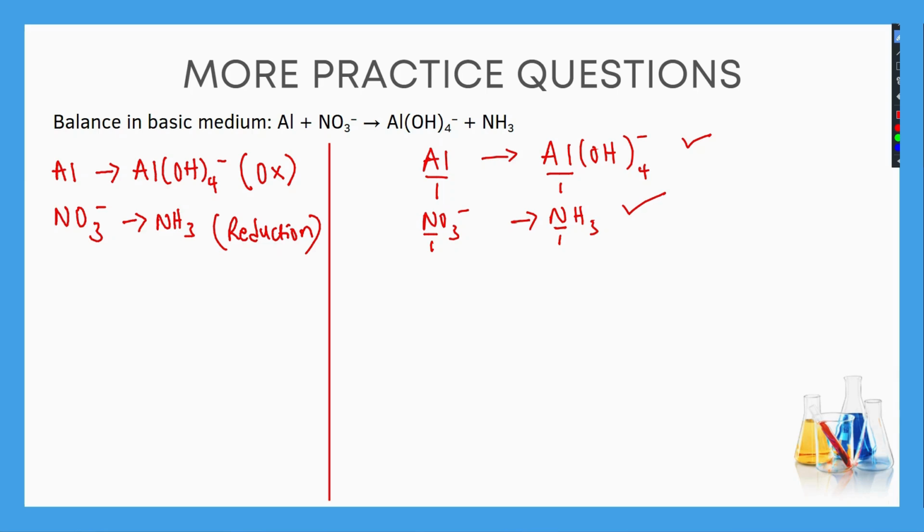The next thing says we are to balance oxygen by adding water molecules and balance hydrogen by adding hydrogen ions. So let's do that very quickly. Now for the first equation, we have Al giving us Al(OH)4 minus. Now, on this equation, we have oxygen on the right-hand side.